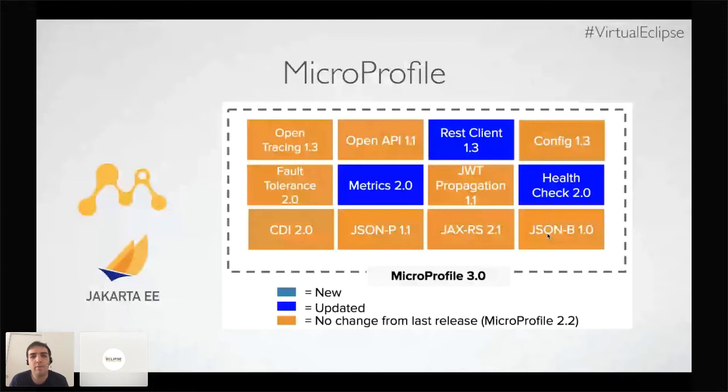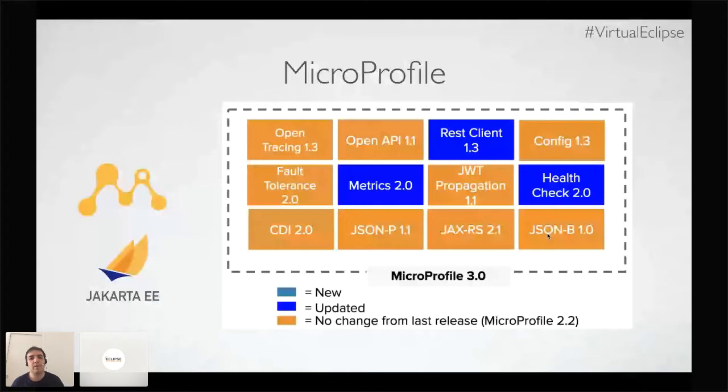The goal of those smaller specifications is to provide a good solution for cloud development. So you have some things such as circuit breakers or metrics, which are not yet present in JakartaEE, but you can use MicroProfile on top of JakartaEE to have all the missing pieces.